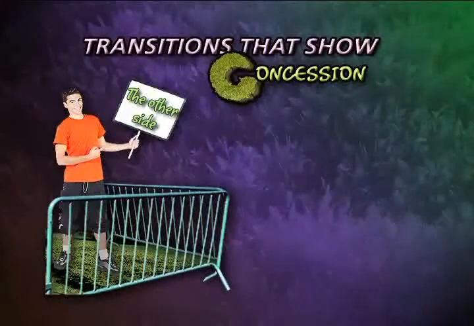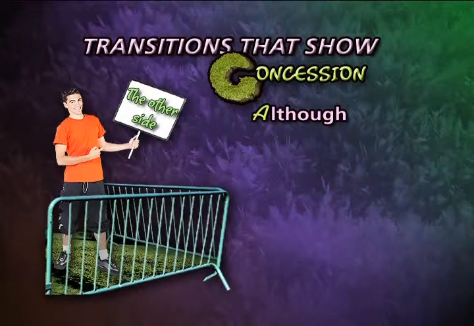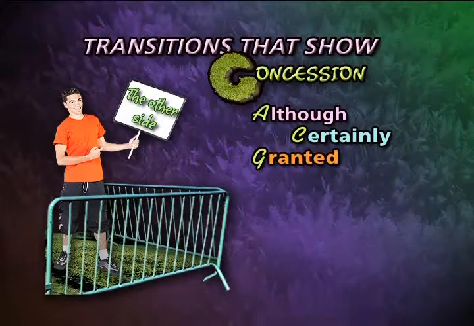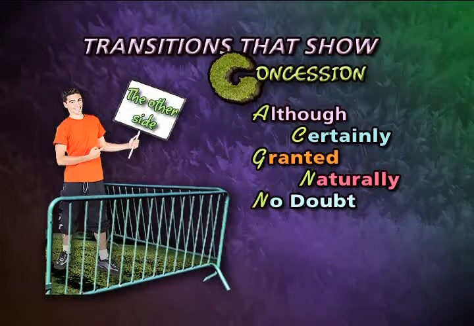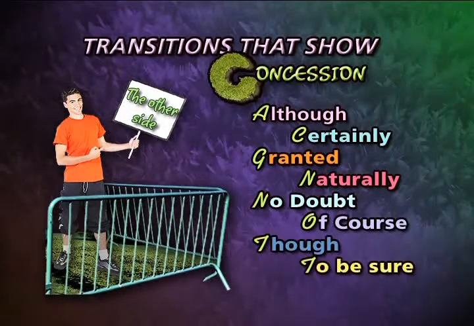Now here are some transitions that show concession. And when you show concession, you admit there is another side to the issue. Although, certainly, granted, naturally, no doubt, of course, though, to be sure, and whereas. You're going to want to do this when you're constructing an argument because it makes your writing much more persuasive to show that the opposition has made some valid points. What you're going to show is that your points are more valid. They are stronger than the opposition. And using transitions will help you do this.